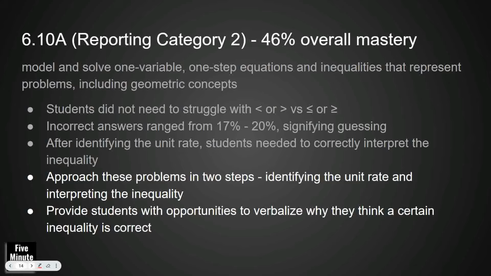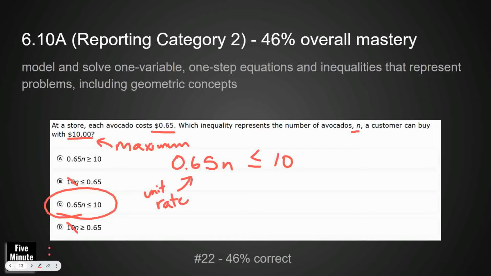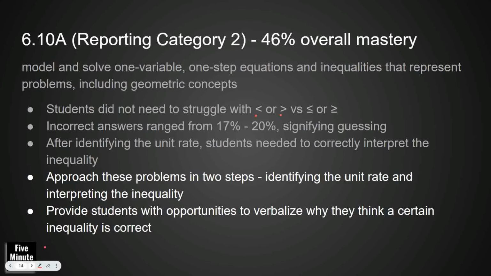And they didn't necessarily need to struggle so much with whether we choose less than, greater than, less than or equal to, greater than or equal to, because every single item was either less than or equal to, or greater than or equal to. And sometimes that's the question. Is it less than, or is it less than or equal to? Or is it greater than, or is it greater than or equal to? And then you have to use clues from the word problem to figure out, am I including that equal to? Every single one of these included the equal to, so that was not the challenge.